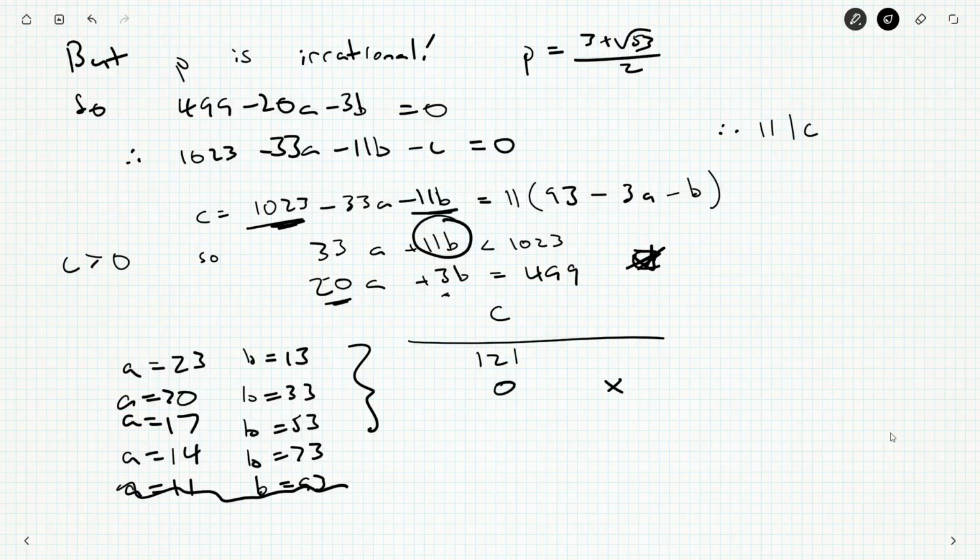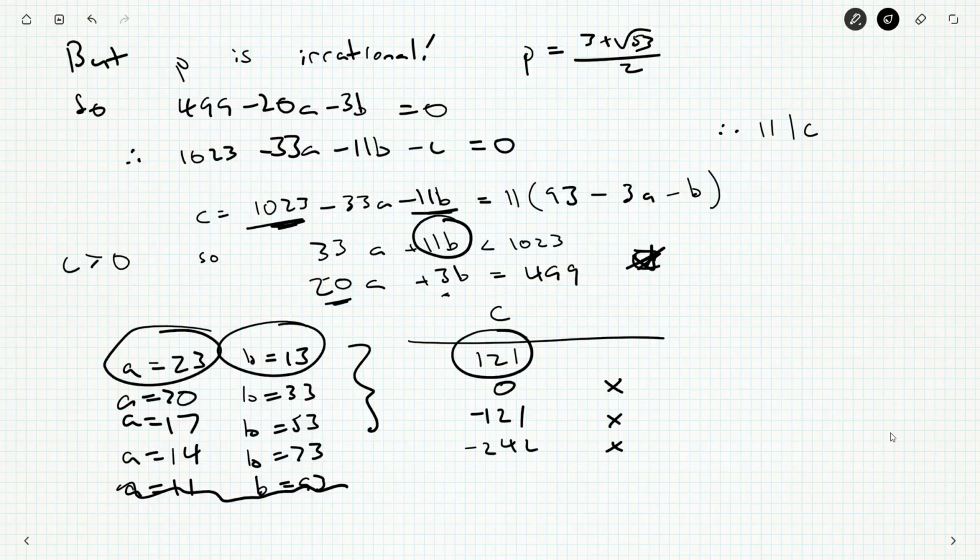11 times 53. Yeah, 1144. And we're going to get c is then negative 121. And I imagine the next one would be negative 242. But it doesn't really matter. We have a solution with a, b, and c being positive. They told us it's unique, so this is what we're going to work with.